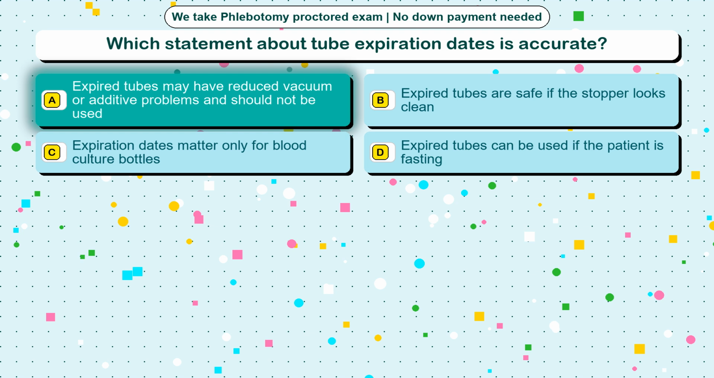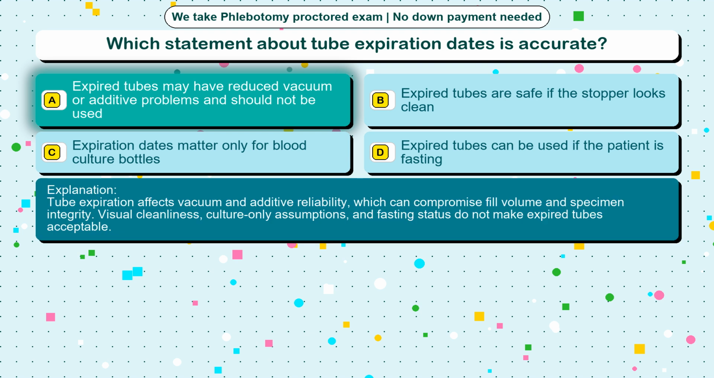Expired tubes may have reduced vacuum or additive problems and should not be used. Tube expiration affects vacuum and additive reliability, which can compromise fill volume and specimen integrity. Visual cleanliness, culture-only assumptions, and fasting status do not make expired tubes acceptable.